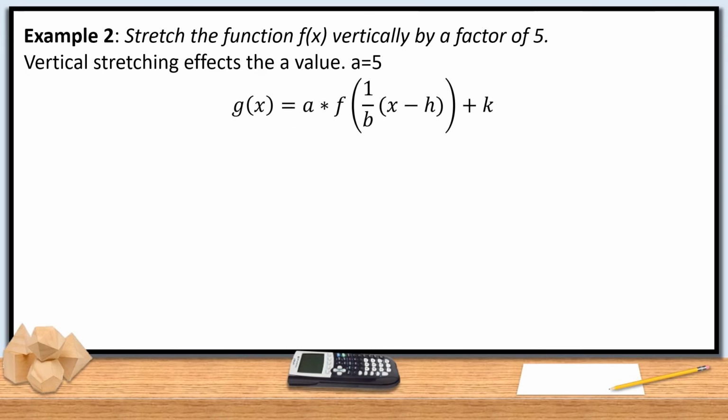So that means a is going to be changed. We're going to put b to 1. So b is just going to be thought of as 1, h 0, k 0, because the only factor we're changing is a, and it's going to be 5. Rewrite our new equation. We get 5 times f of x. So whatever the old one was, we're multiplying the output by 5.